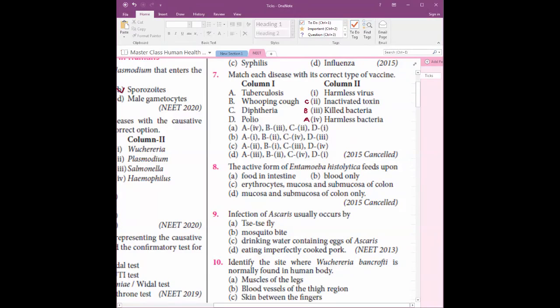And lastly, polio. Polio is nothing but your harmless virus. So the order is reversed. What is the right thing? 4, 3. This is the right option. A is the right option. Okay, so next, let's try to see.